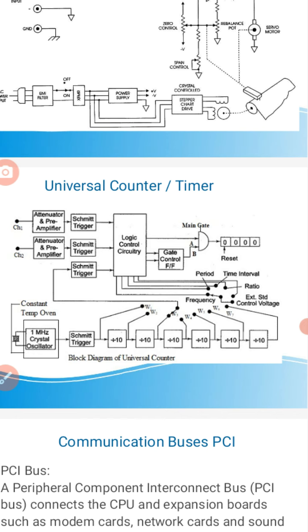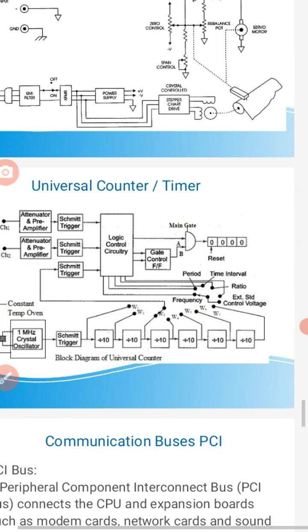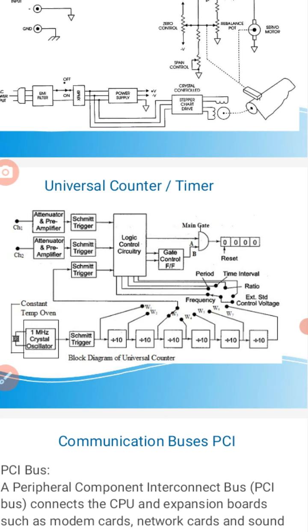It reaches the preamplifier through the attenuator. The amplified signal reaches the Schmitt trigger, where it is converted into a square wave. A differentiator circuit along with a clipper produces a train of pulses. This train of pulses is separated by a period of the input signal. These pulses are applied to an input of the AND gate.